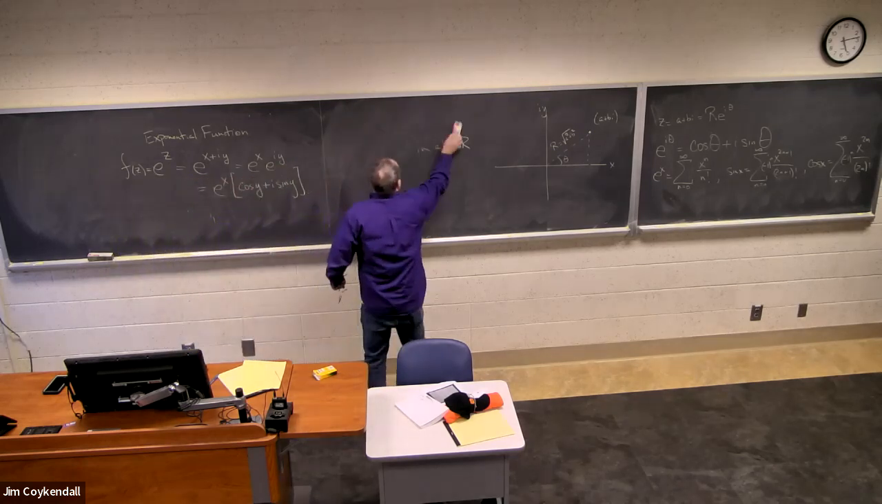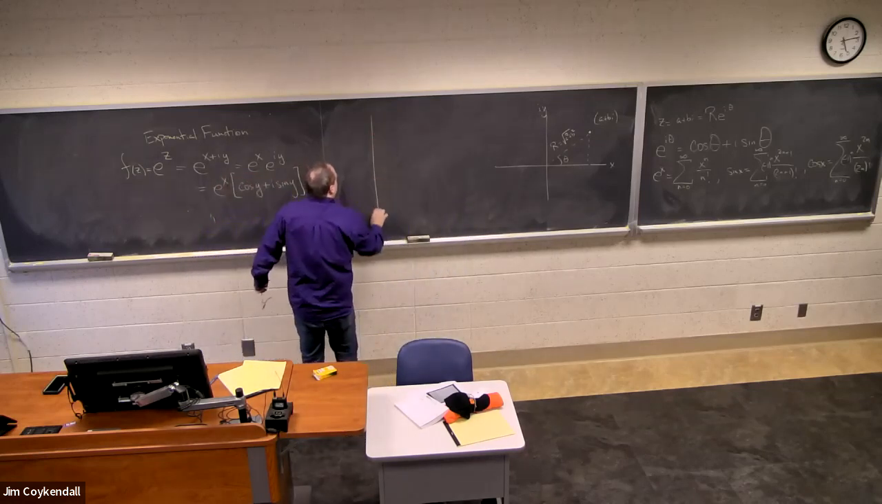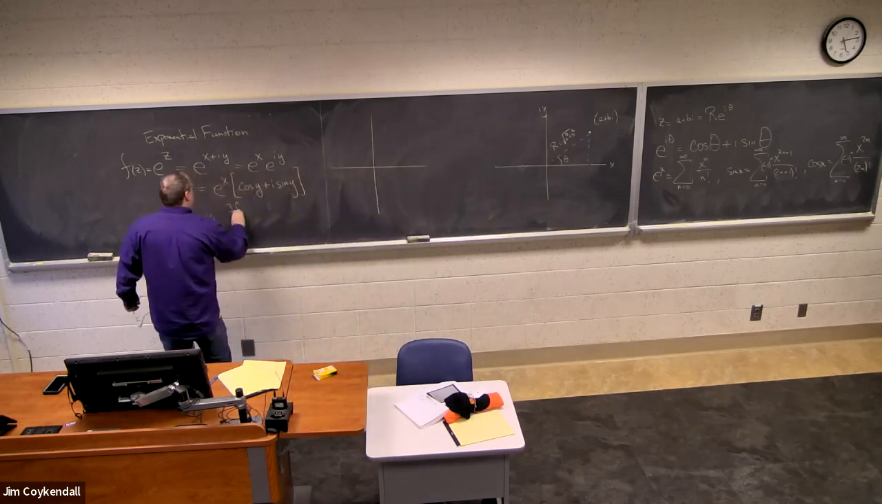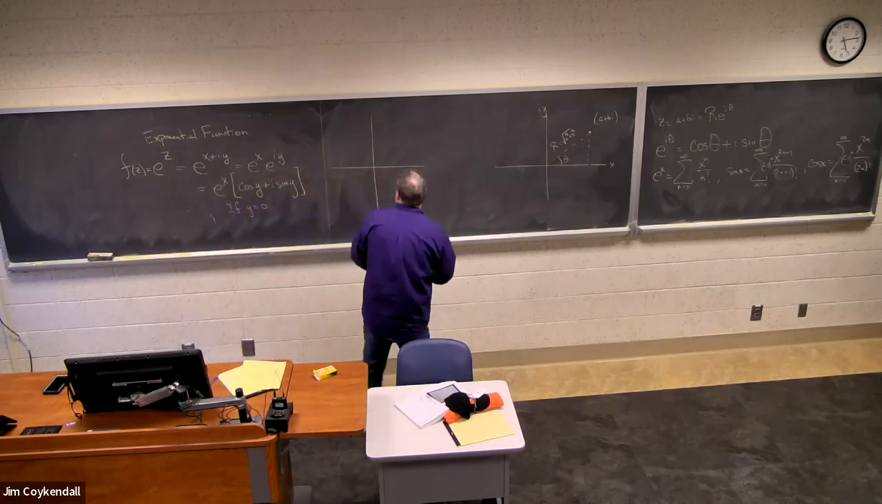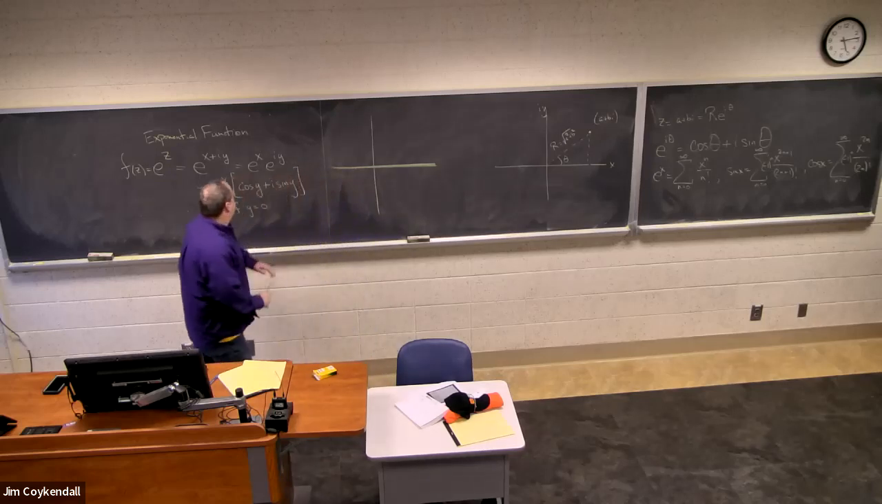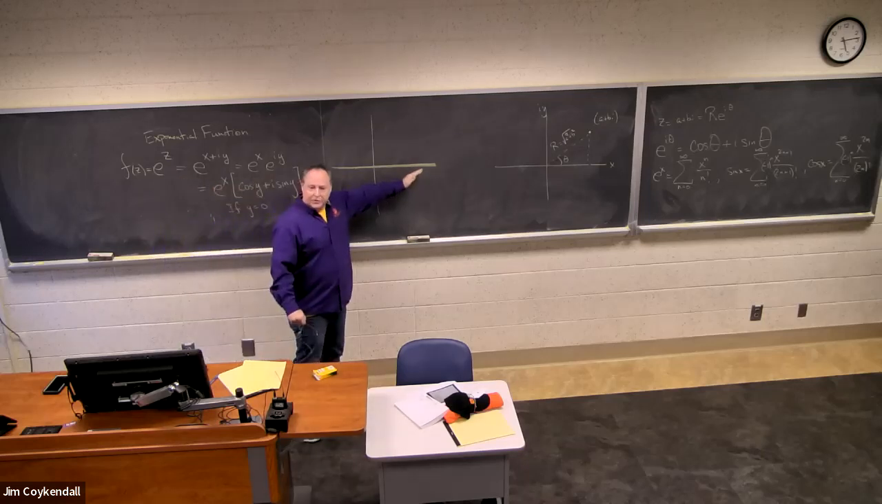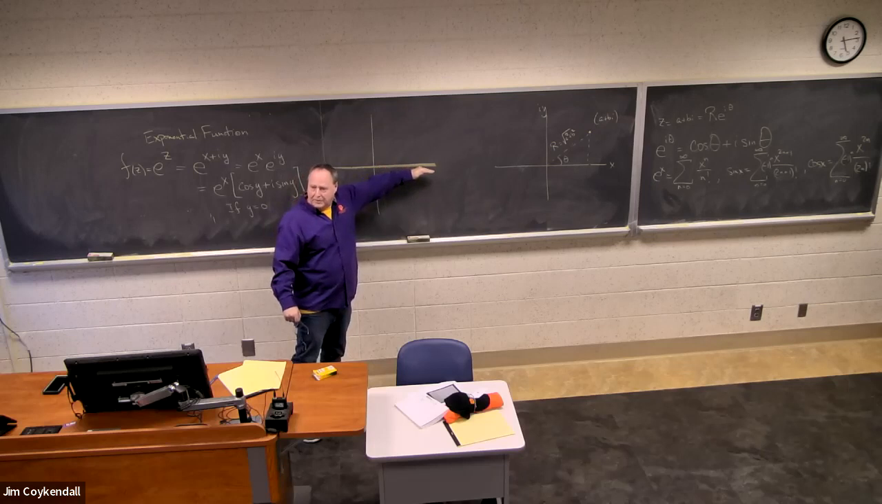So for example, in the complex plane, if y equals 0, so that is to say, if you're along this line right here, then that piece is 0 and that piece is 1. And so it's just the ordinary exponential. So if instead of on the complex plane, you just look along the real axis, it behaves like the exponential.